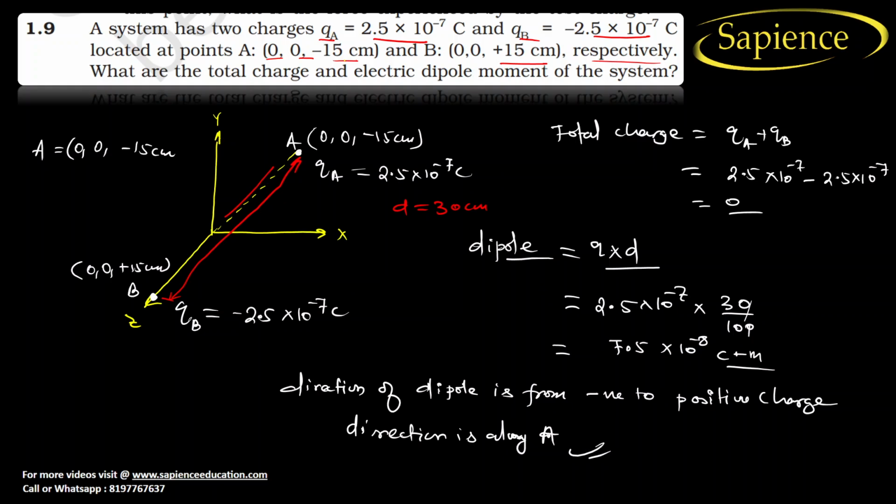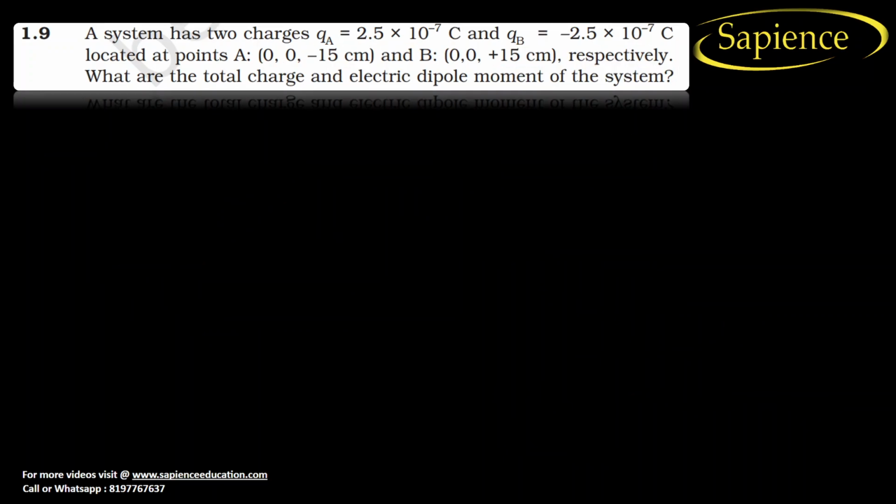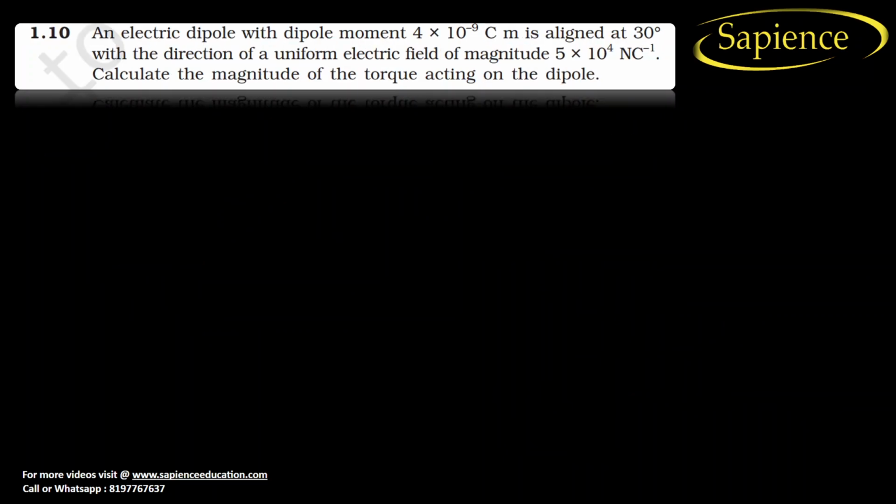Now let us solve question number 1.10. We need to read the question before we solve this one, right? An electric dipole with the dipole moment of 4 into 10 power minus 9 Coulomb meter is aligned at 30 degree with the direction of the uniform electric field having a magnitude of this one. Calculate the magnitude of the torque acting on this one.